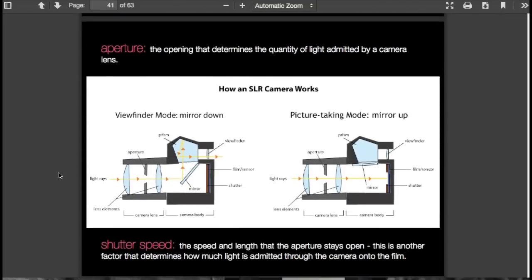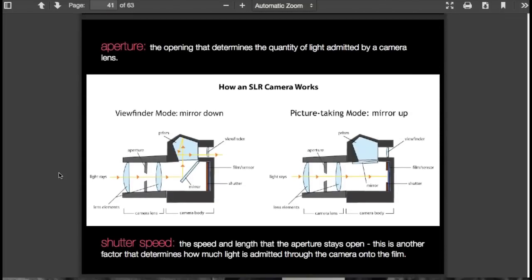Okay, let's talk about cameras and break down how they work. This is called an SLR camera, single lens reflex, and we're going to just look at the basics. This is in viewfinder mode, so this is if you're looking through your viewfinder. If this is our film or our sensor, if it's a digital one, it's not being exposed yet. It's being blocked so that the light doesn't reach it.